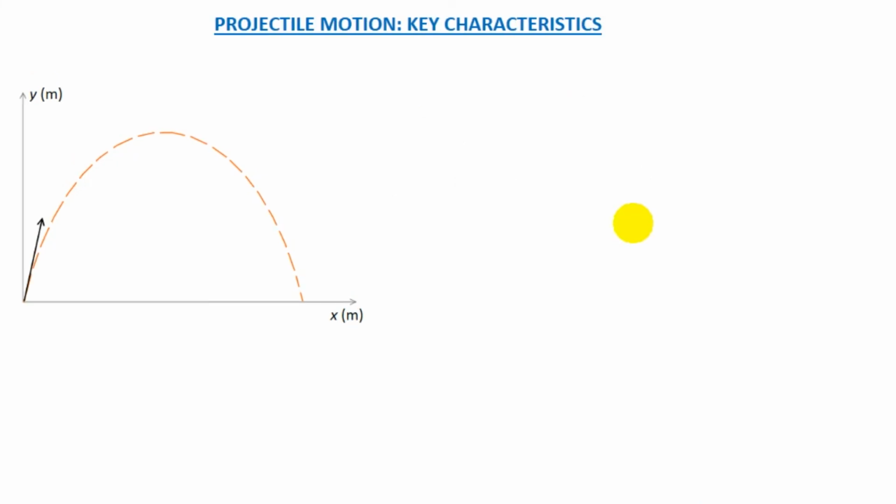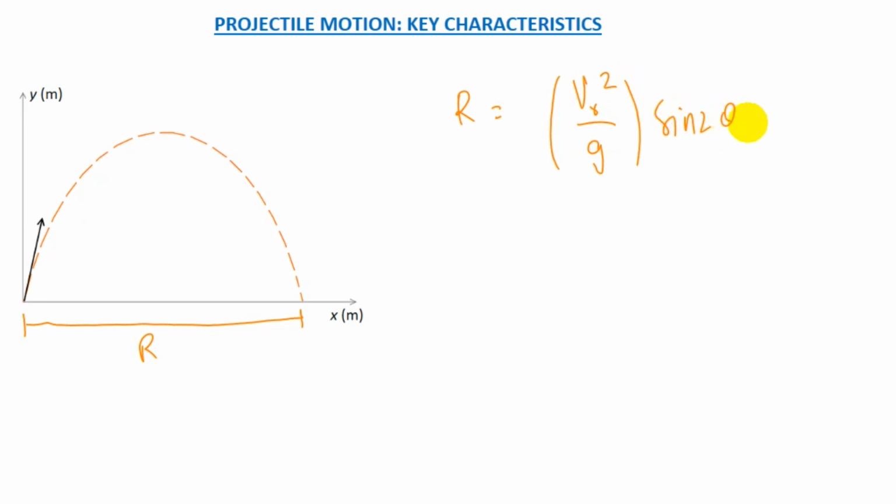And then we discussed the key characteristics of the projectile motion. The first characteristic was its range. Range is the horizontal distance traveled by the projectile before landing. This is what we call the range. And we also derived the expression for range, R, to be equal to v naught squared over g times sine 2 theta. And then we also derived the expression for the time of flight, T, which was 2 v naught over g times sine theta. It is the time taken by the projectile from the starting point to the landing point.